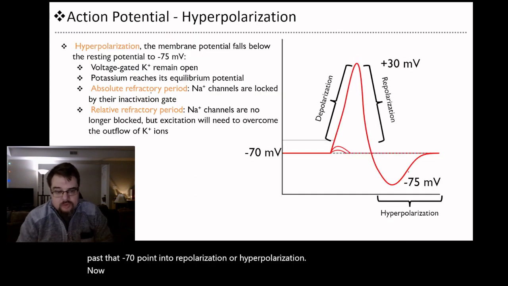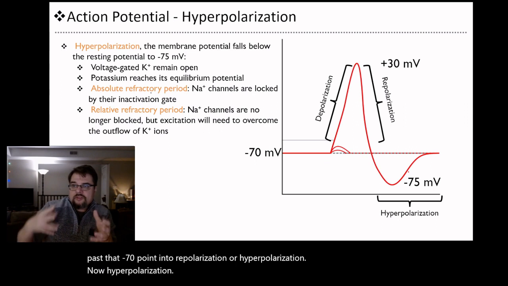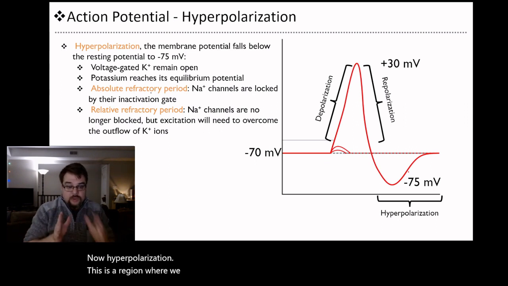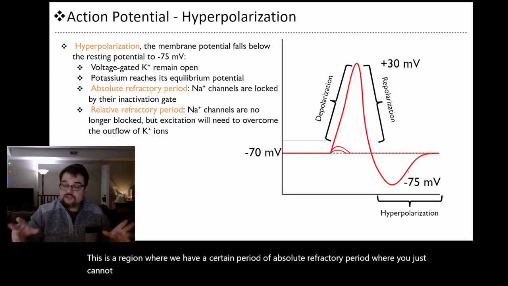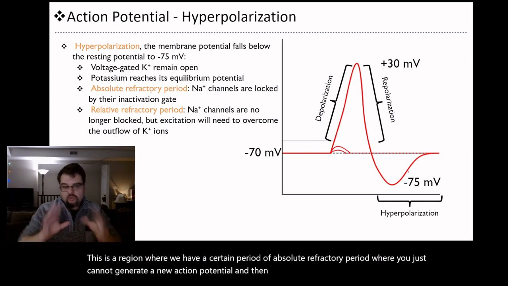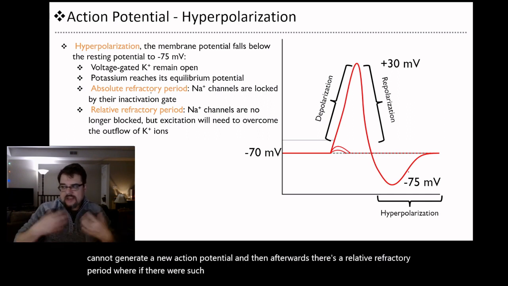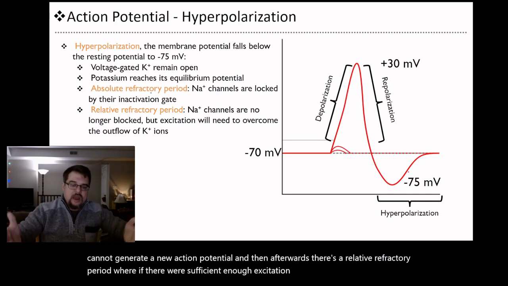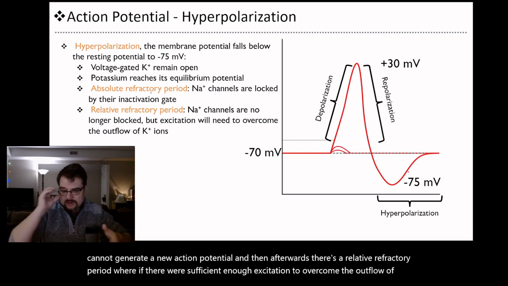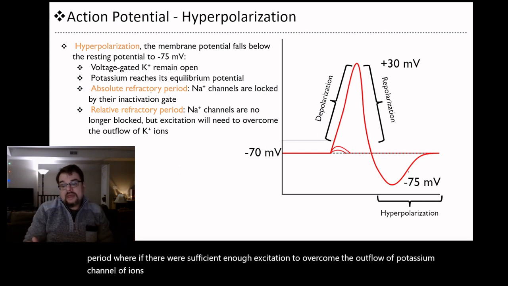Now, hyperpolarization, this is a region where we have a certain period of absolute refractory period where you just cannot generate a new action potential. And then afterwards, there's a relative refractory period where if there were sufficient enough excitation to overcome the outflow of potassium ions, then you might get another action potential happening.